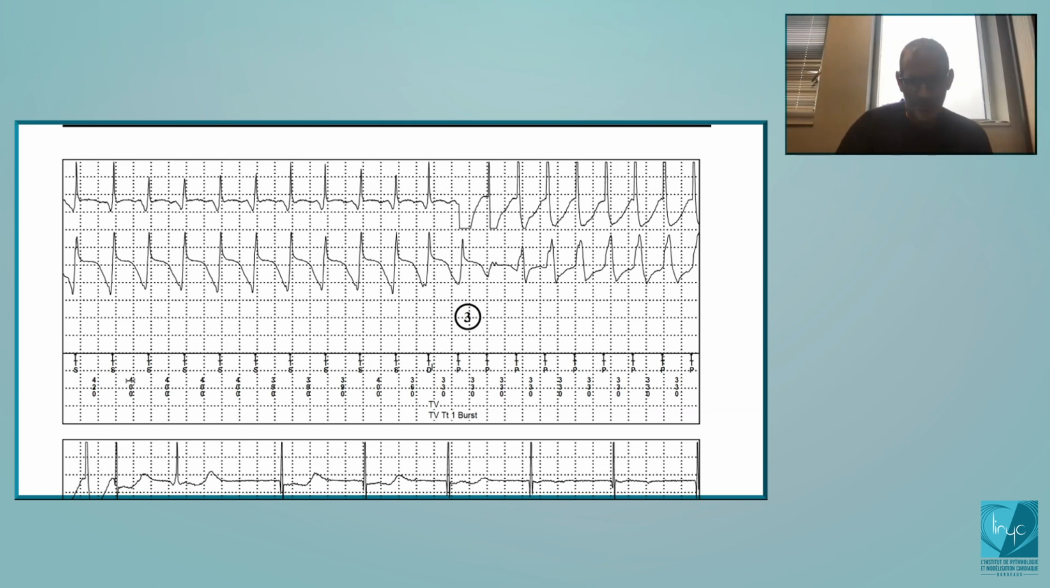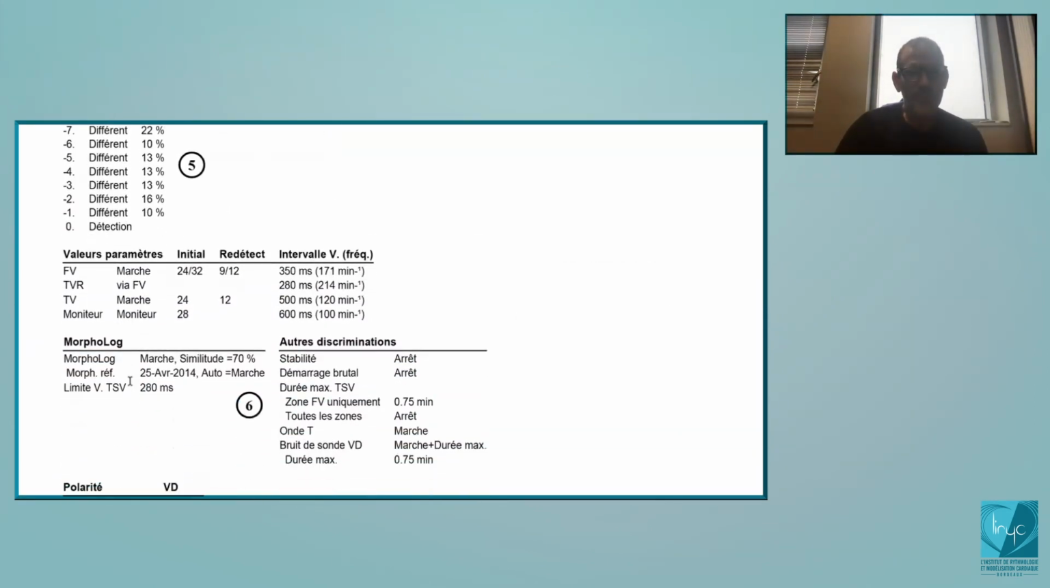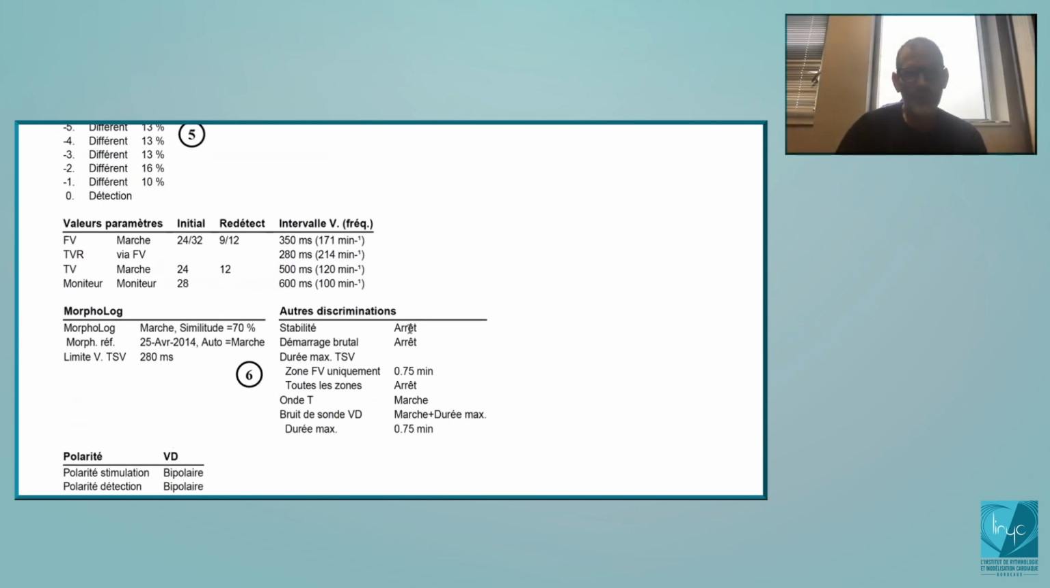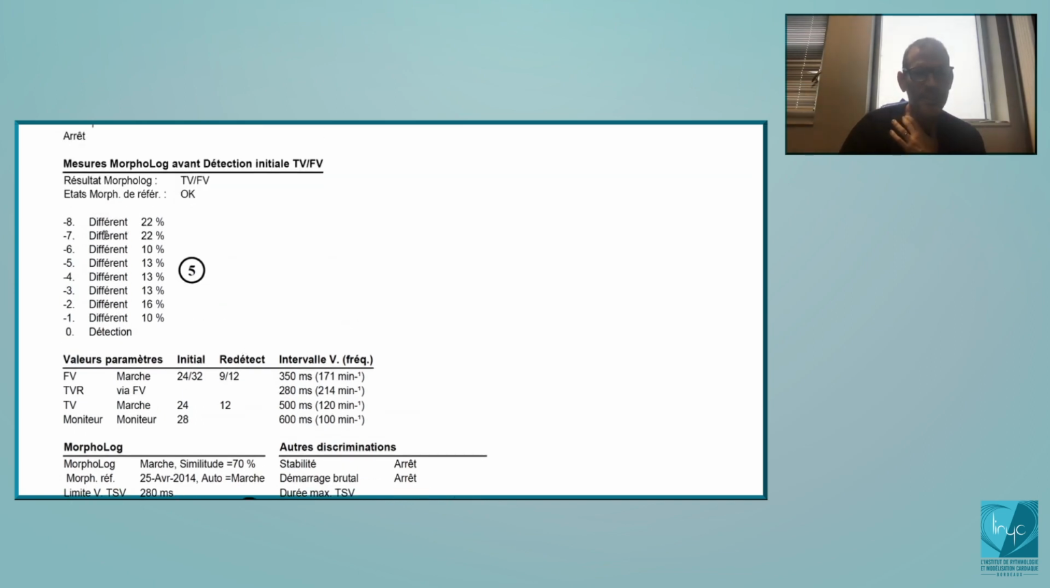So in this patient, you see here, the stability was off. Arrêt means off. Démarrage brutal, sudden onset, is also off. The only discriminator that has been programmed is the morphology. The threshold is 70%. And you see that there is no match for all 8.